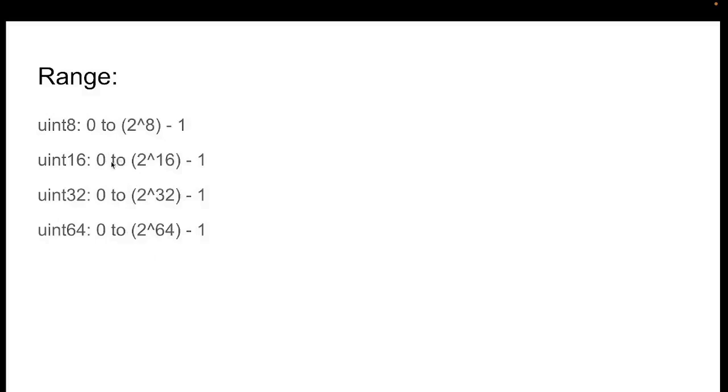Now this is the range of unsigned integers. So you can see the range of uint8, uint16, uint32 and uint64. So the range of uint64 is 0 to 2 to the power 64 minus 1.